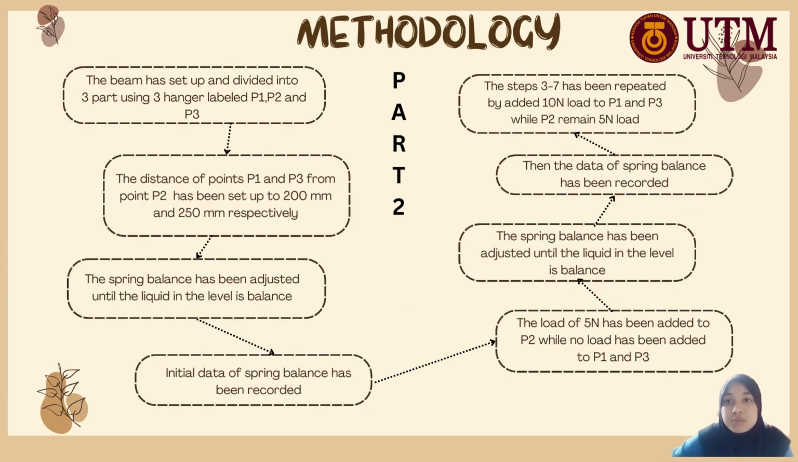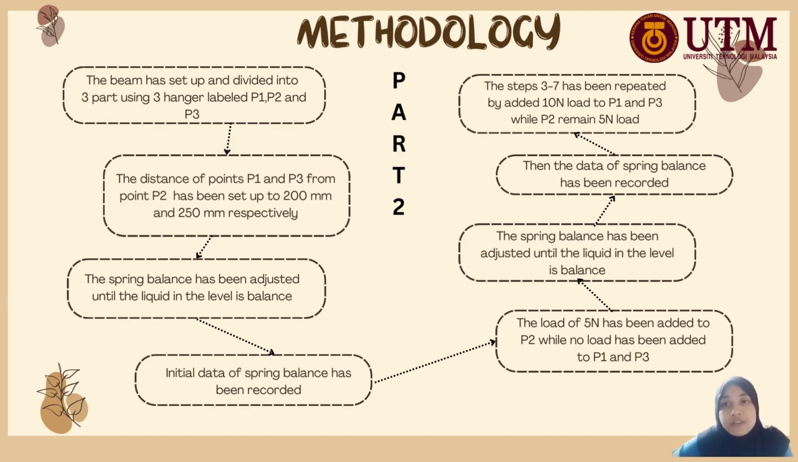Then for part 2 of the methodology, the beam has been set up and divided into 3 parts, which are P1, P2 and P3. The distances of P1 and P3 from P2 were 200 mm and 250 mm respectively. The spring balance has been adjusted until the liquid in the level is balanced. Then the initial data of the spring balance has been recorded.